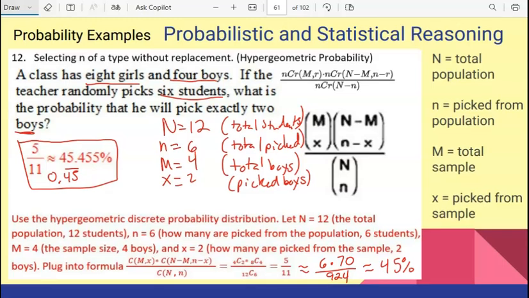Remember, capital N is the total population. Lowercase n is the number picked from the population. Capital M is the total sample. And then x is the total picked from the sample.